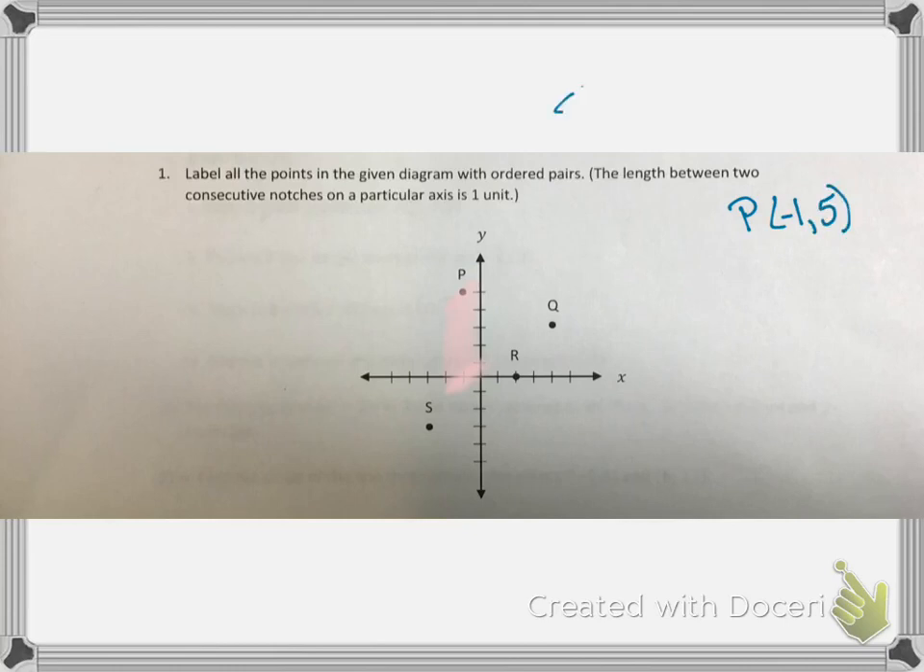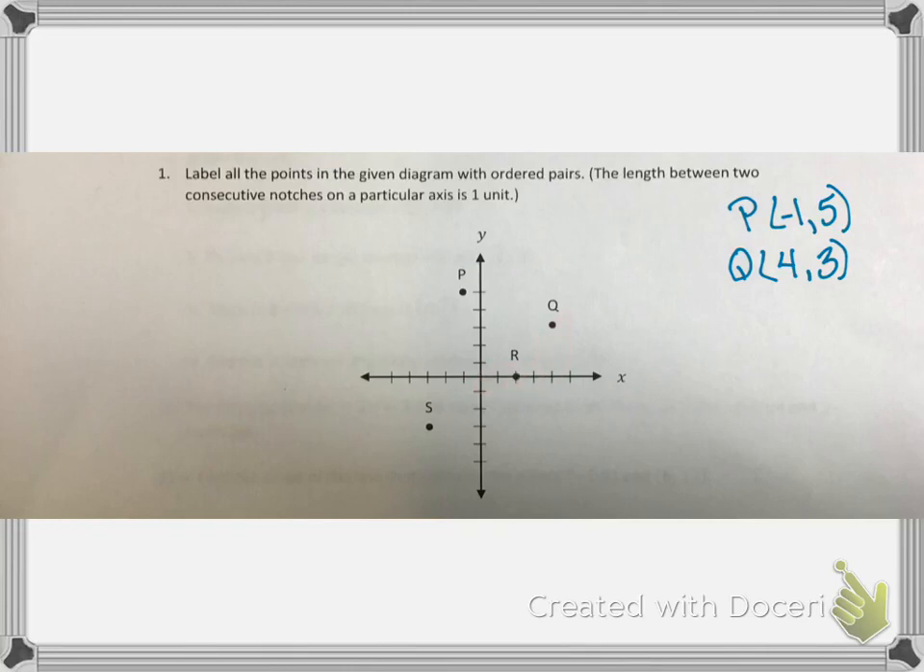And again, you always do your x value. Your right to left always goes first. Okay? The next value that we're going to do is Q. So for this one, we are going over 4 units, and then we are going up 3 units. So the ordered pair for Q is 4, 3.